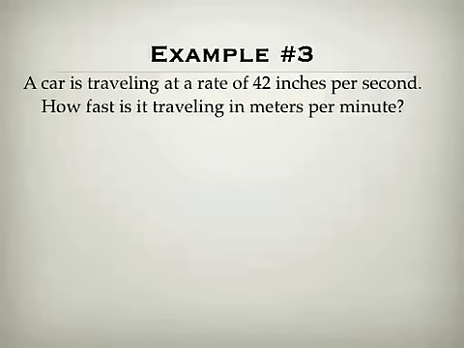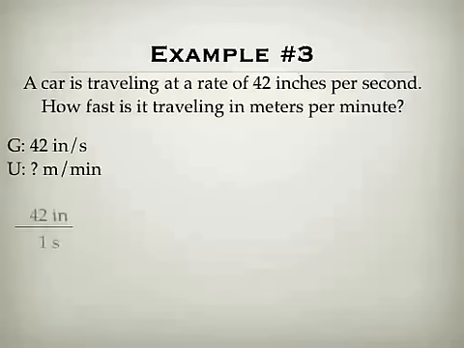Our third example here is another rate example. This is something that you should be becoming familiar with as far as using both sides of our fraction, or I should say the numerator and the denominator of the fraction, to make your way through. So if I have 42 inches per second, I want to be converting that into meters per minute. So my given information, 42 inches per second, into some unknown quantity in meters per minute.